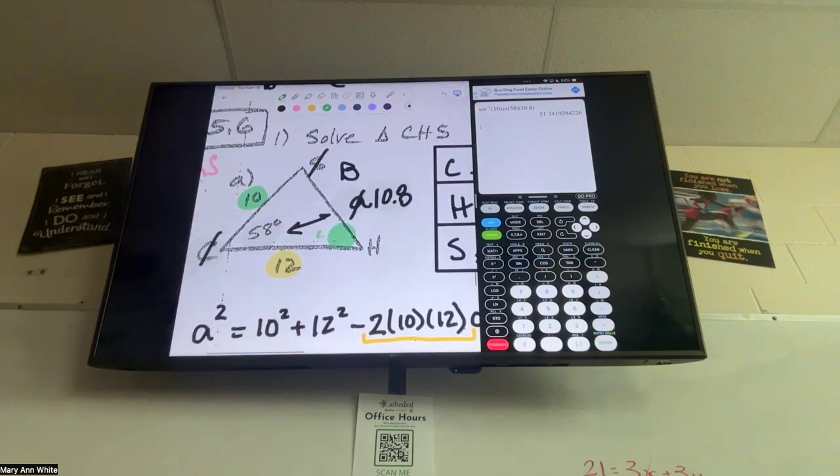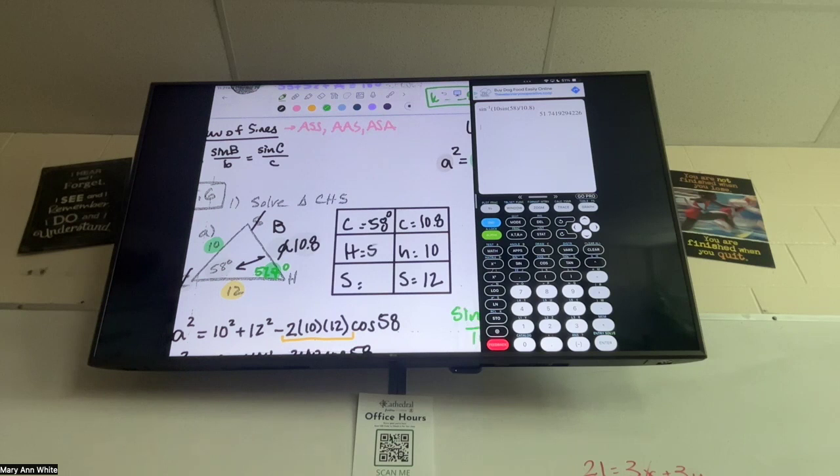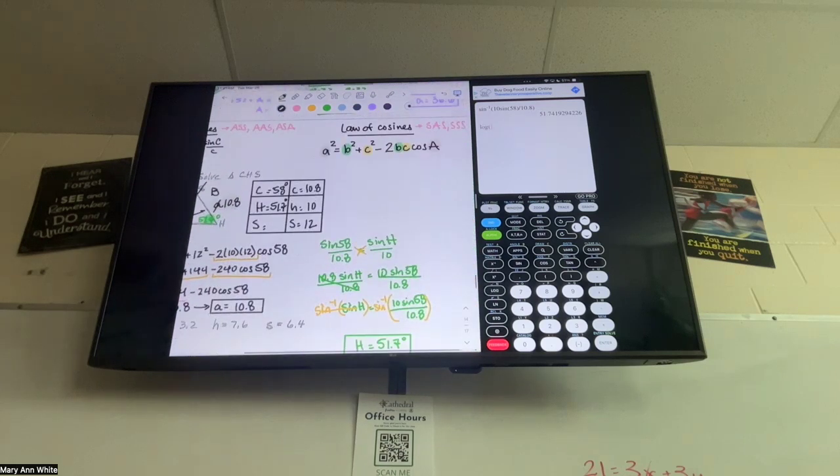And then again, if I have 58 and now I've got 51.7, I can just add those up and subtract from 180 to get that missing angle. So I'll do that over here. So 58 plus 51.7 plus x equals 180, and so that last angle is going to be 70.3. Do you guys get 70.3 as well? Yeah.